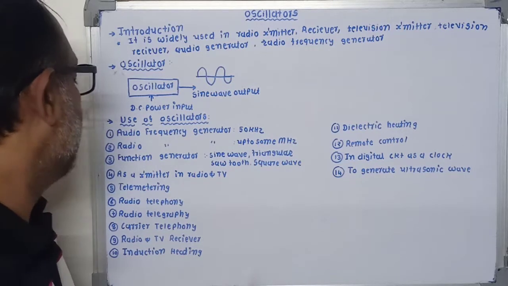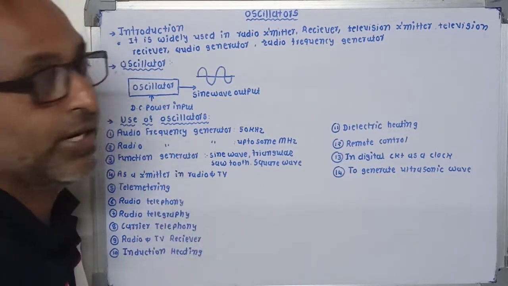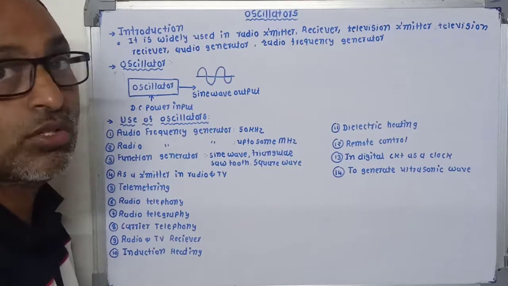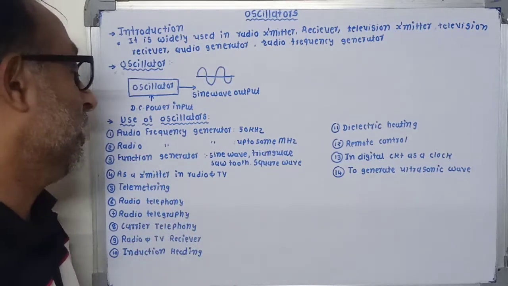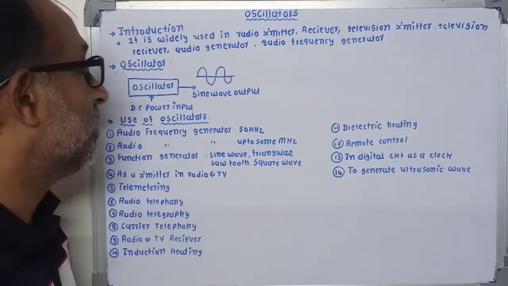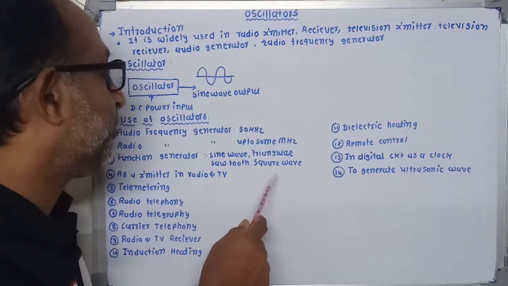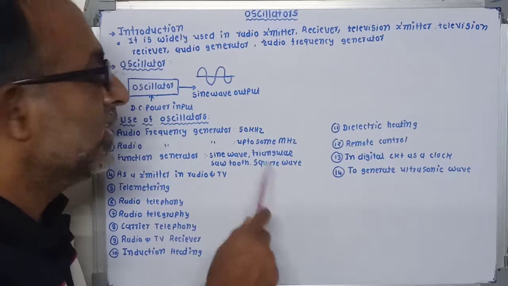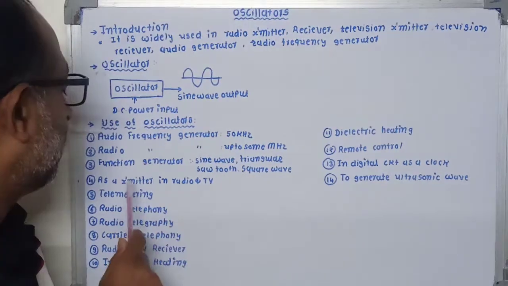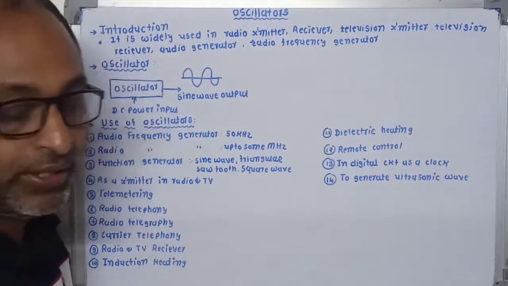megahertz frequency. Now next, the function generator. The oscillator is also used in the function generator. This function generator generates a sine wave as well as a triangular wave, sawtooth wave and square wave. Fourth, as a transmitter in radio and TV.